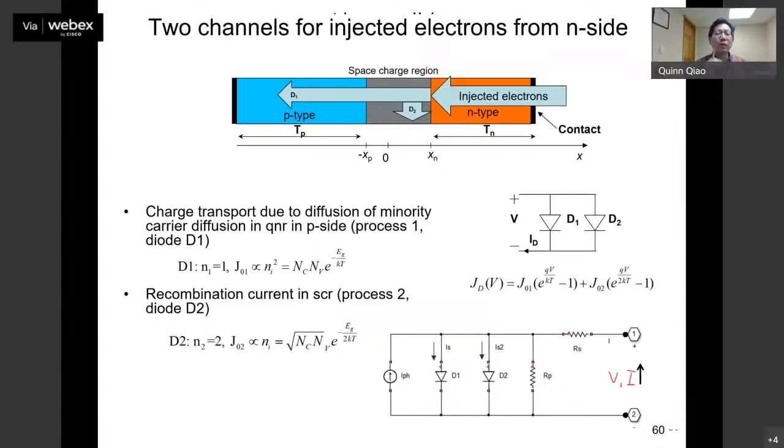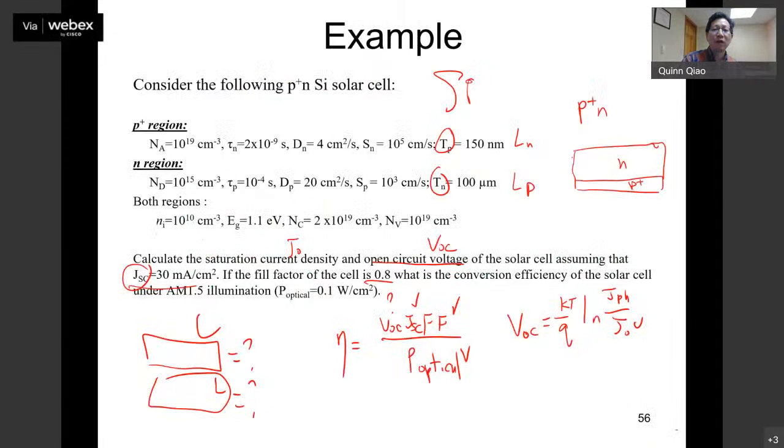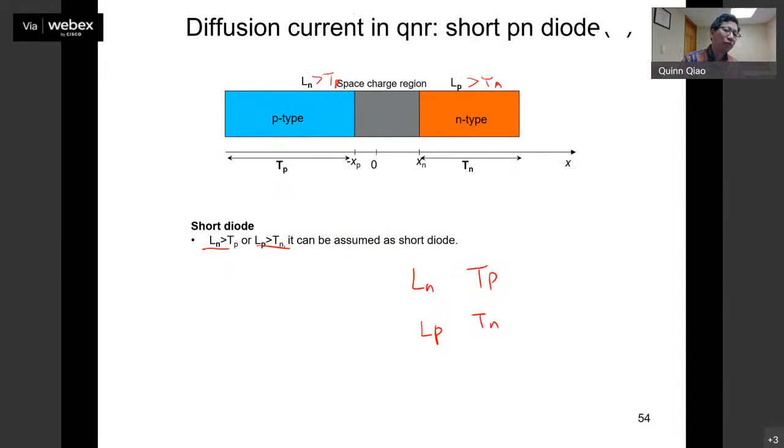And now let's see, when you inject electrons from this p side, you have not only the diffusion on the p side, you also have recombination in the SCR, the space charge region, okay. That recombination is the second diode. The diffusion in the p side is the first diode. If you still remember the first diode, that's the diffusion of electrons in the p side, right? In the p side. See here?